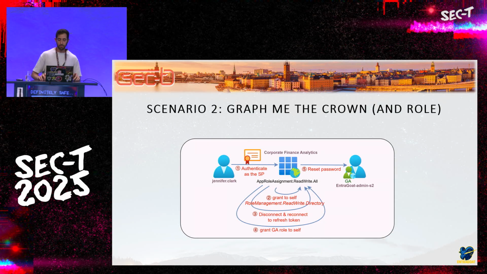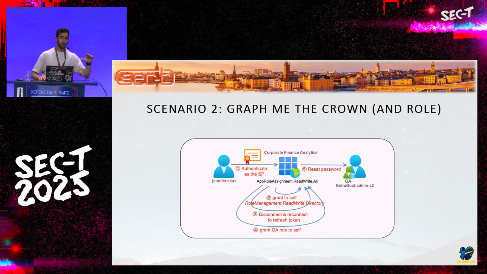Then you have the AppRoleAssignment.ReadWrite.All permission, which basically allows you to add any more permission you want to any identity you want in the tenant, and you assign yourself a more privileged permission, which is called RoleManagement.ReadWrite.Directory. That permission allows you to grant any role you want in the tenant.